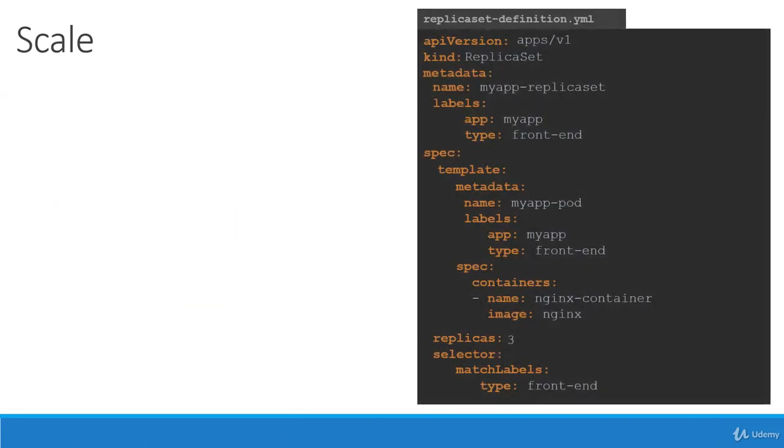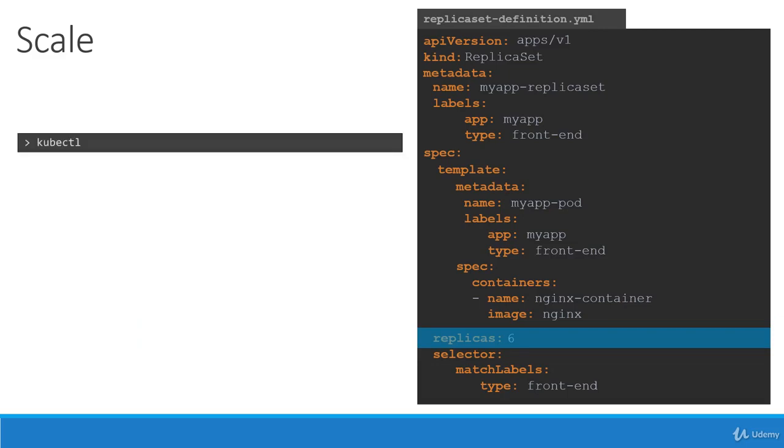Let's now look at how we scale the replica set. Say we started with 3 replicas, and in the future we decided to scale to 6. How do we update our replica set to scale to 6 replicas? Well, there are multiple ways to do it. The first is to update the number of replicas in the definition file to 6. Then, run the kubectl replace command to specify the same file using the -f parameter, and that will update the replica set to have 6 replicas.